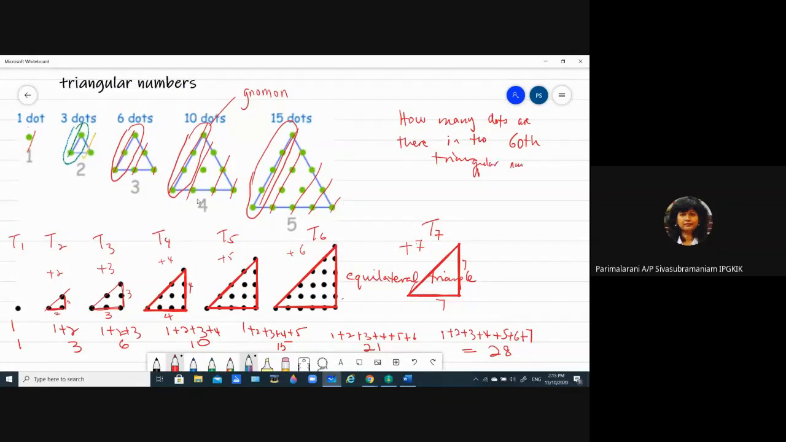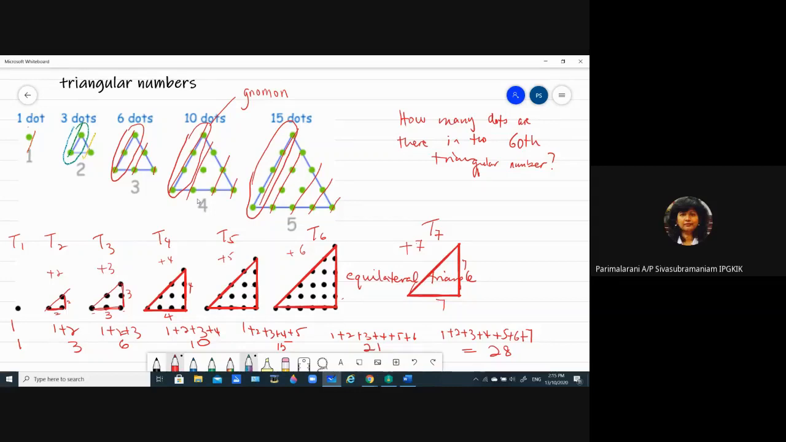So our first triangular number is 1. Second triangular number 3. Third triangular number 6. Fourth triangular number 10. And if you look for patterns, in T1 you have one dot only. Triangular number 2, you have 2 dots on each side. Triangular number 3, you have 3 dots on the side. 4 means 4 dots on each side. 5 means 5 dots on each side. Sixth triangular number has 6 dots. Seventh triangular number has 7 dots.